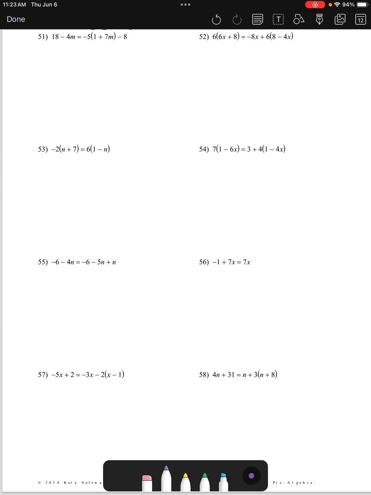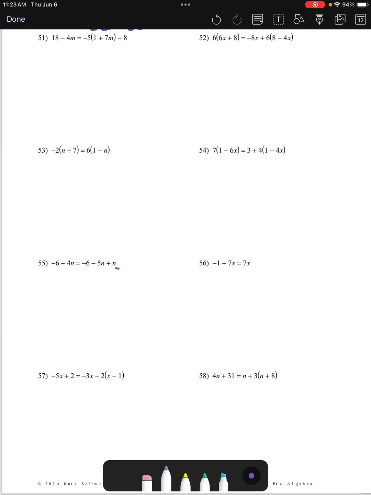In number 55, we've got some like terms to combine on the right-hand side. So this is going to be a lot of review, but something unique is going to happen. So let me just show you here real fast in number 55. Look at that right side. See that negative 5n plus n. Realize we do need to combine them. And negative 5n plus n is negative 4n.